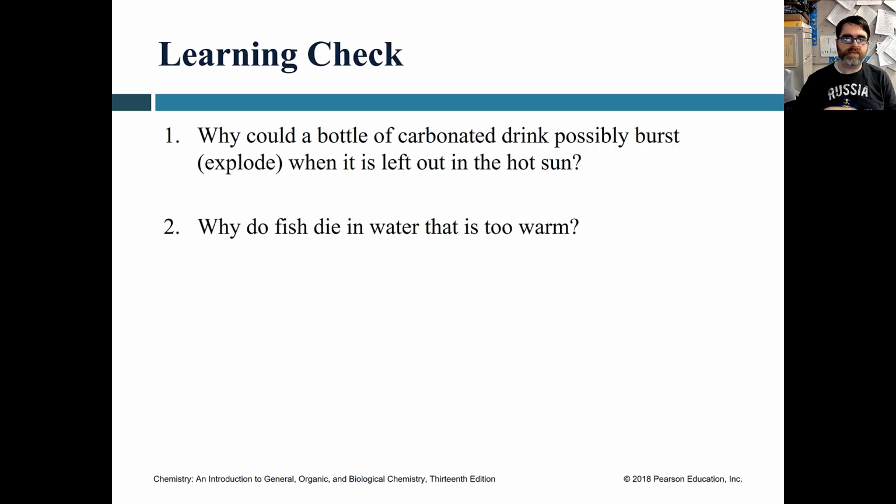And that's actually what they give us here on this next one, is why could a carbonated drink burst or explode if left out in the hot sun? Well, the CO2 that was in there in aqueous form is coming out in gas form now. And now that it's in gas form, the pressure is going to build up and eventually can burst.